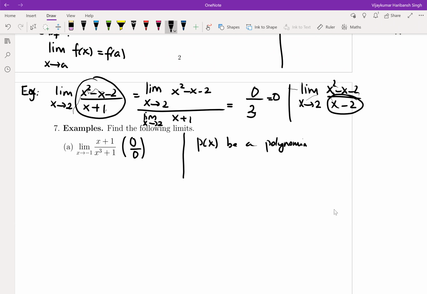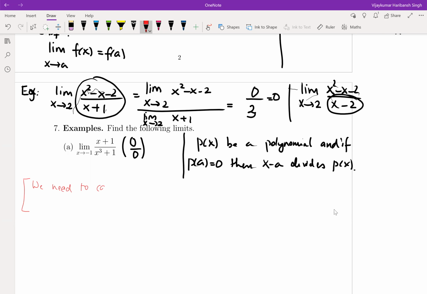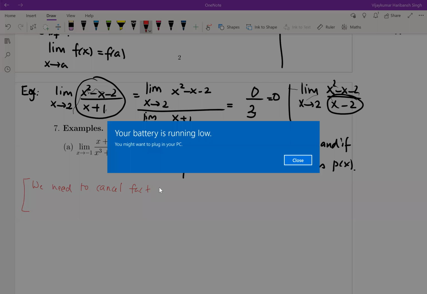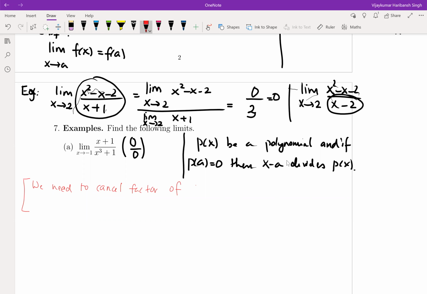And P(a) is 0, then x minus a divides P(x). Or in other words, we can take out a factor of x minus a. So when we substitute x equals minus 1, we get 0 over 0. So we need a factor of x minus minus 1. I'll write this down, although you don't need to present this as part of the solution. We need to cancel the factor of x minus of minus 1, which is x plus 1. So we need to cancel this factor from both numerator and denominator.